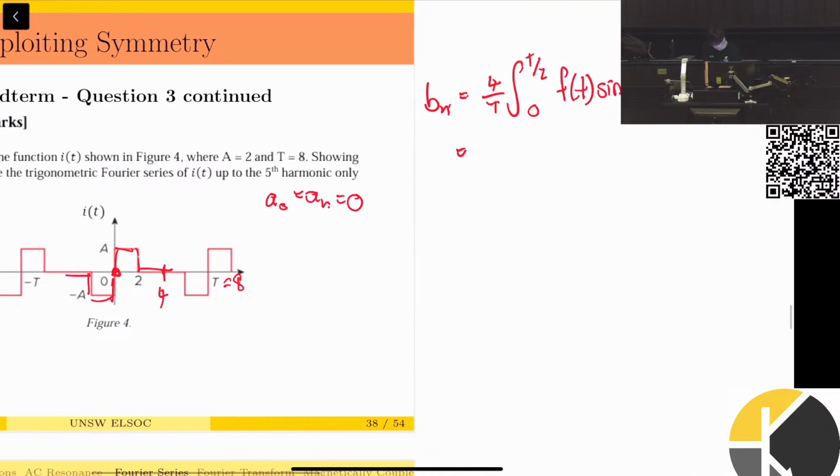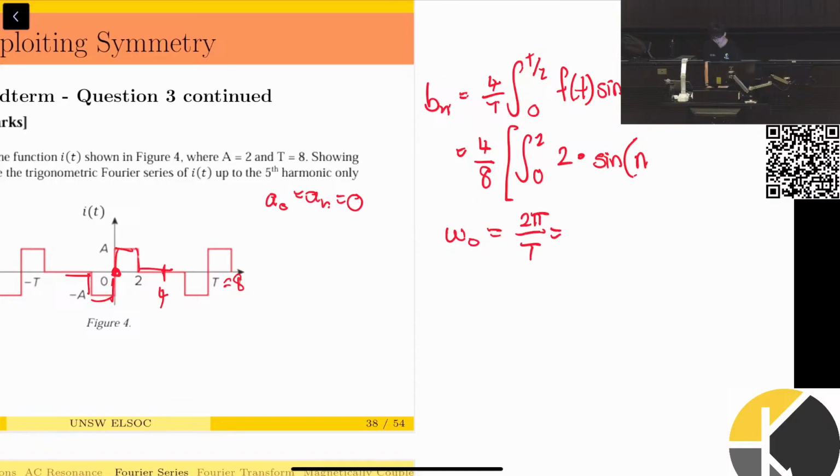So if I was to write that, I would have 4 over T, which is 8. And then we have the integral. I will do the amplitude of 2 first. So amplitude of 2 is between 2 and 0. f of t is just the DC value. And then we have sine n, and we need to times this by omega naught. If we recall, our fundamental frequency is found by this formula here. If our period is 8, then this will simply be pi over 4. So I'll sub that in.